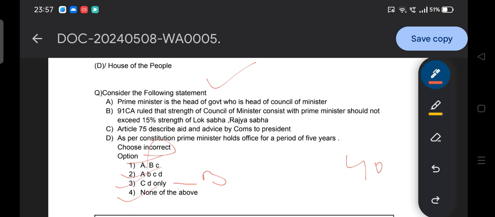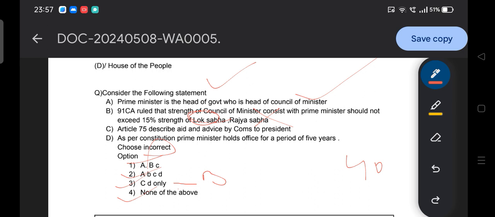First statement, the prime minister is the head of the government, he is the head of the council of ministers. Yes, obviously correct. And the second option, B, the 91st Constitutional Amendment Act ruled that the strength of the council of ministers with the prime minister should not exceed 15% of the strength of the Lok Sabha and Rajya Sabha. It's incorrect. It is only the 15% strength of the Lok Sabha, not Rajya Sabha.